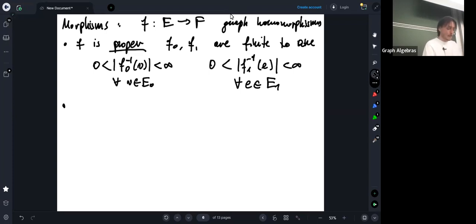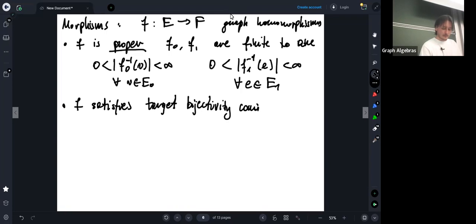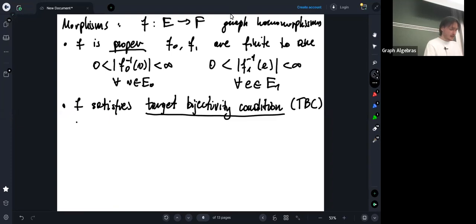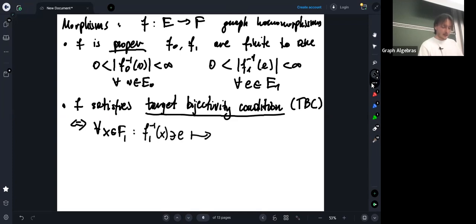Now, the next condition is called target bijectivity. So F satisfies the target bijectivity condition, and I will abbreviate it with TBC, if the following is true for any X in F1. If I take X in F1, and I take the element in the pre-image of X, I take some E, and I map it to its target.